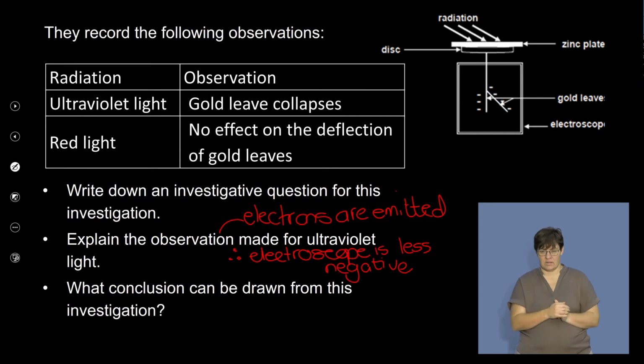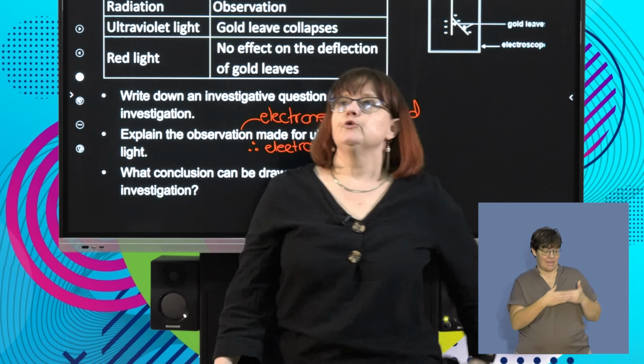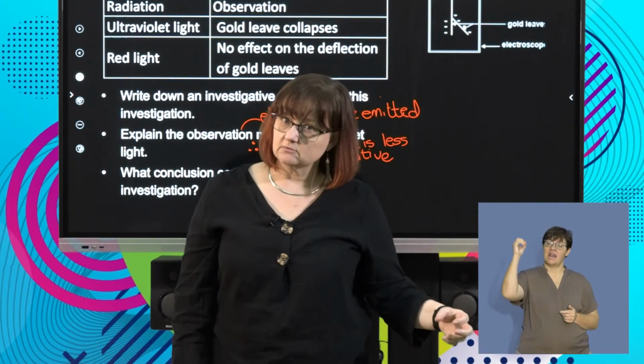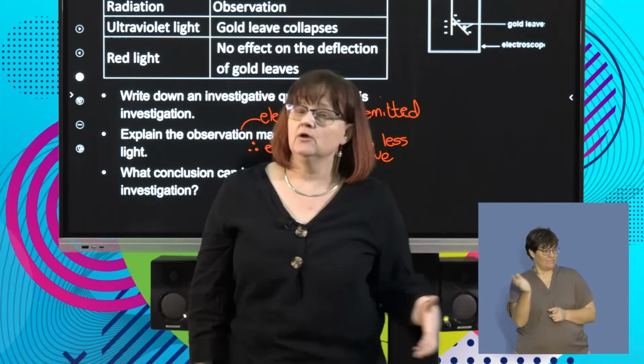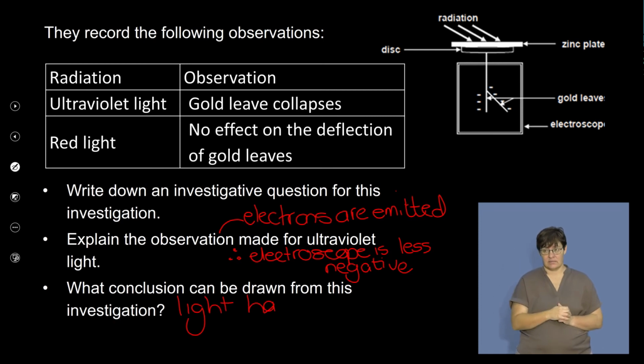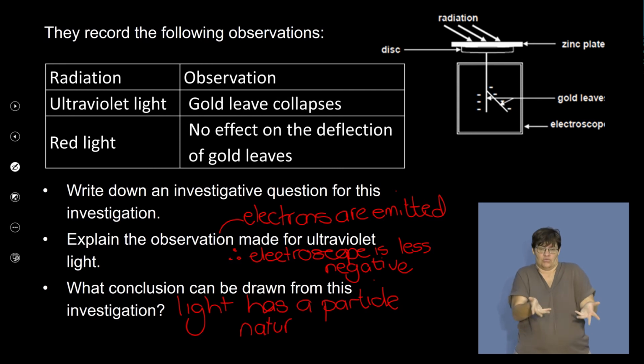What conclusion can be drawn from this experiment? Be careful here. You cannot tell me that light is a particle. We've spoken about this already. What you can tell me is that light has a particle nature. It's behaving like a particle. Okay?